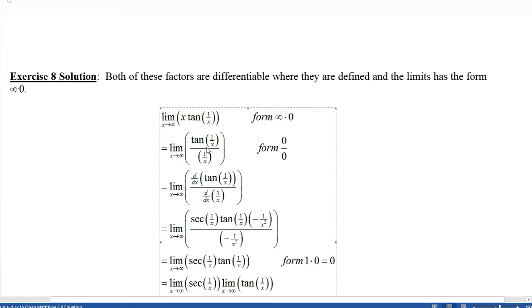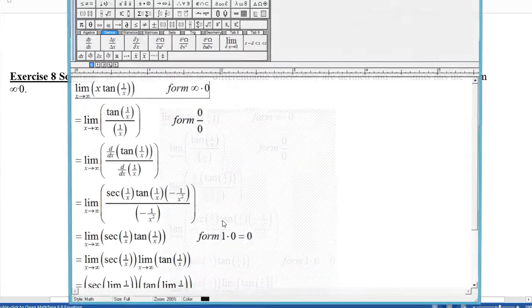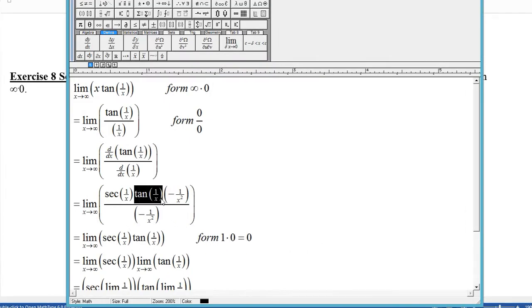So here, the derivative of tangent of u is secant. What? No, that's not right. It's secant squared. Okay, let's see if we can fix that. The derivative of tangent is secant squared of u, and the derivative of u is minus 1 over x squared. Remember, u is x to the negative 1. The derivative is negative x to the negative 2, which is minus 1 over x squared. And of course, that's exactly what we have in the denominator.